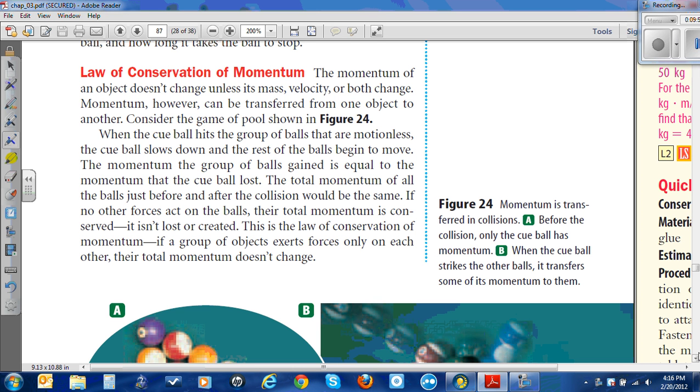The total momentum of all the balls just before and after the collision would be the same. If no other forces act on the balls, their total momentum is conserved. It isn't lost or created. This is the law of conservation of momentum. If a group of objects exerts forces only on each other, their total momentum doesn't change.